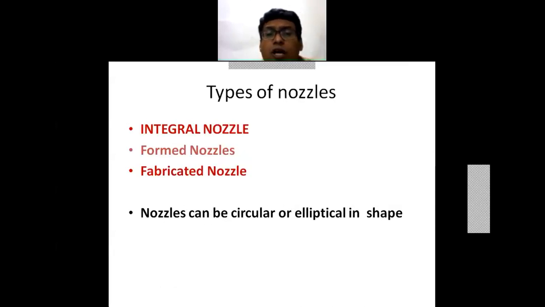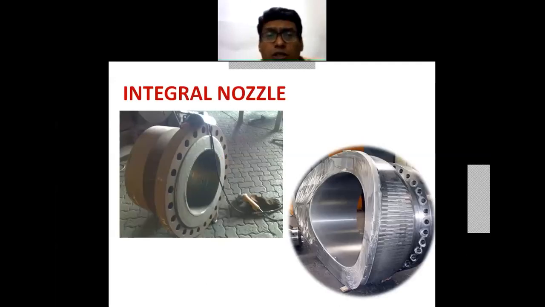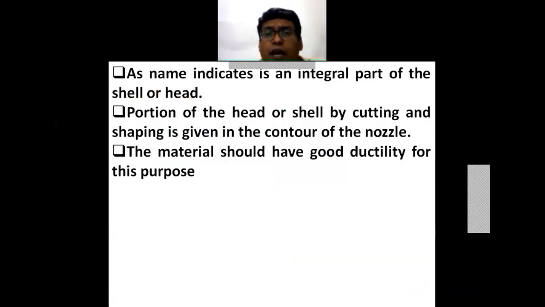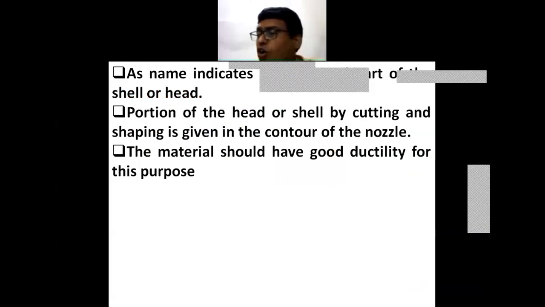Then the different types of the nozzles: integral nozzle, formed nozzle, fabricated nozzle. These are the three different types of nozzles which are available. The integral nozzle, formed nozzles and the fabricated nozzles. So integral nozzles are nothing but available directly on the vessel. As the name indicates, it is an integral part of a shell or the head.